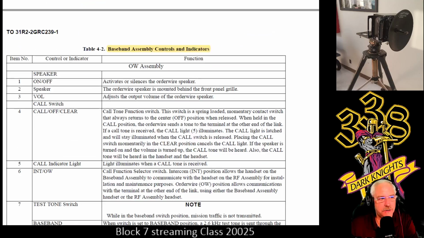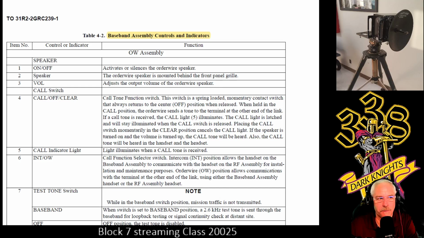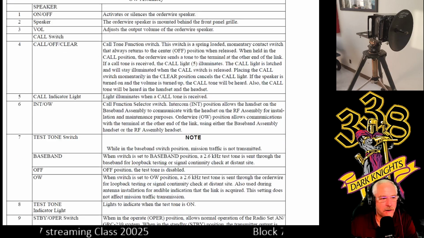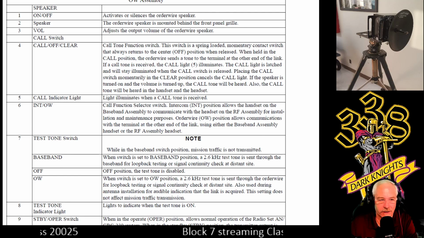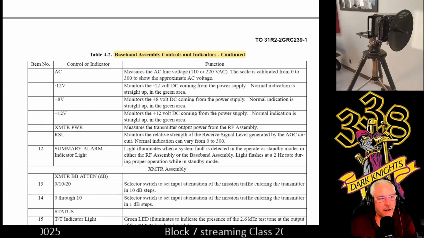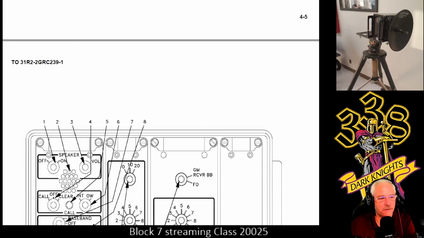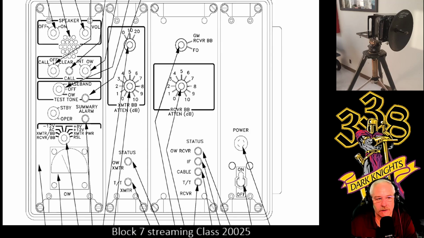Here is 4-2, which is also your baseband assembly with controls and indicators. On both things, you have a meter and the selection switch to figure out what is correct and what is incorrect. And there's that baseband test tone, 2.6 kHz on it. It will deafen you if you have your headset on. And table 4-2 goes through 2 pages. Tells you everything you need to know. This is the baseband assembly.